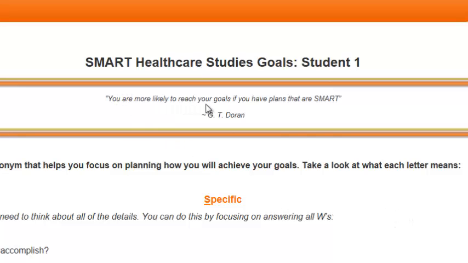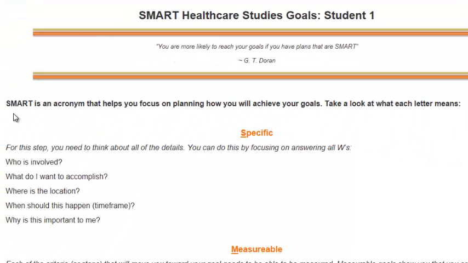You are more likely to reach your goals if you have plans that are SMART. All right. SMART is an acronym that helps you focus on planning how you will achieve your goals. Take a look at what each letter means. S stands for specific. For this step, you will need to think about all of the details. You can do this by focusing on answering all of the W's.